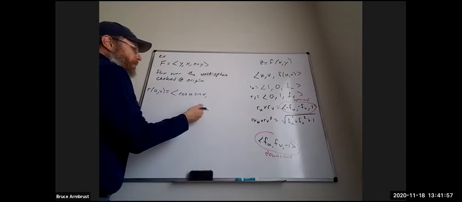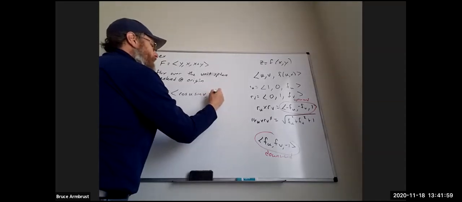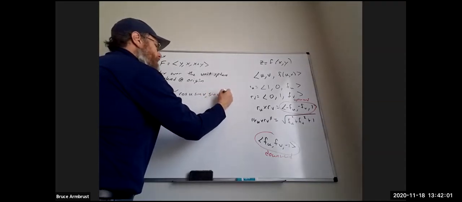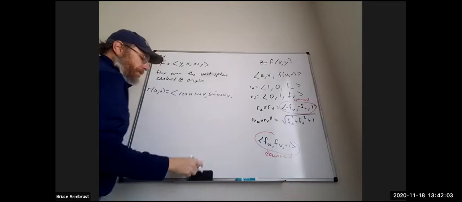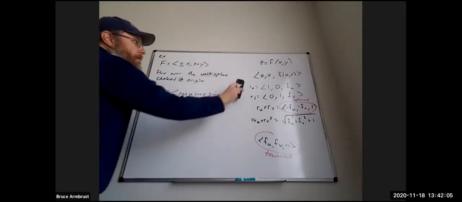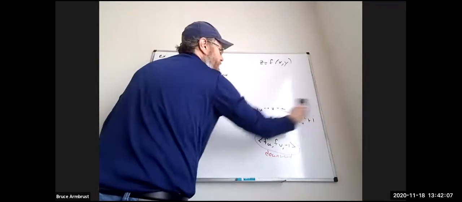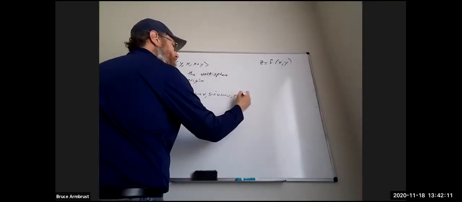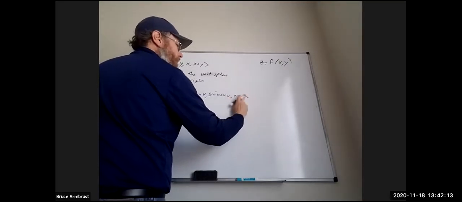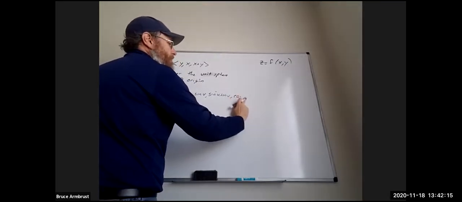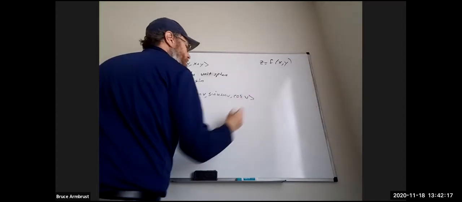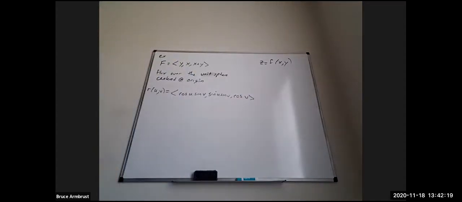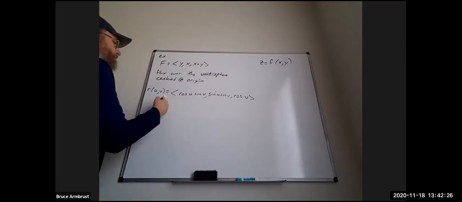Okay, so then we go to the y. Well, that's sine of theta sine of phi. So sine u sine v. And then for the z, it's cosine of phi. So cosine of v, cos v. All right, so there's r of u, v.